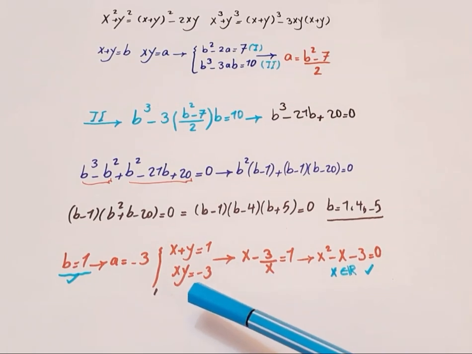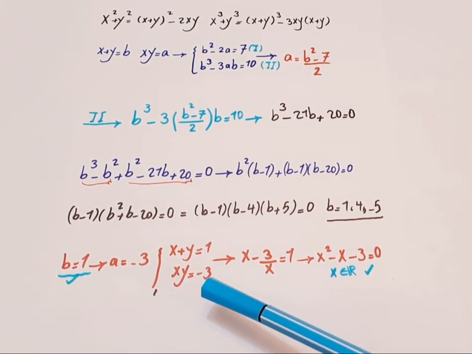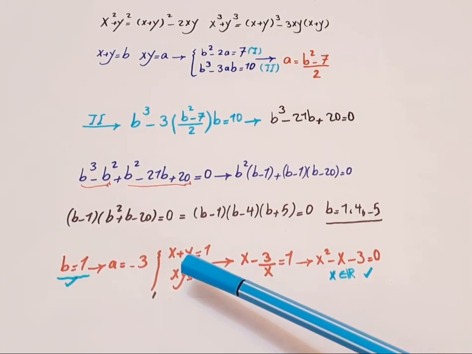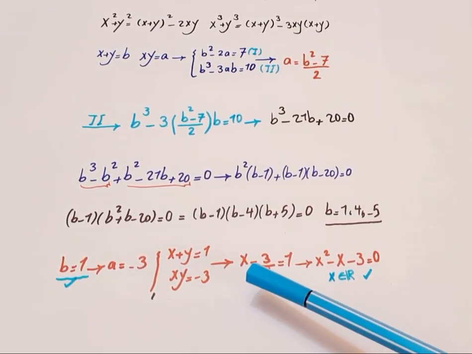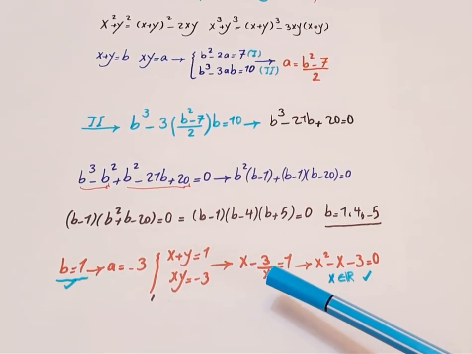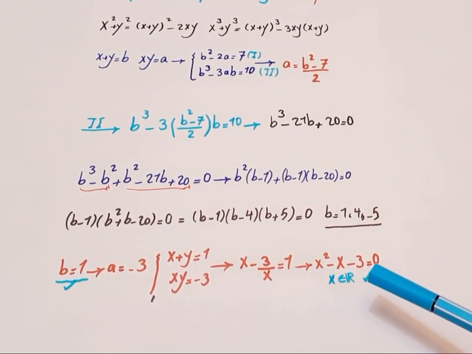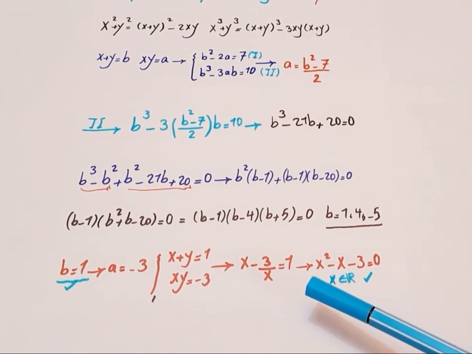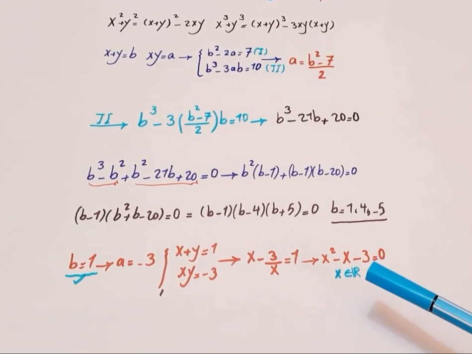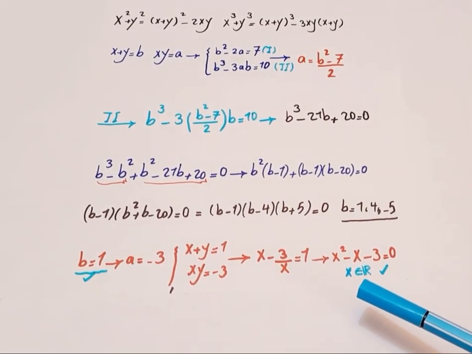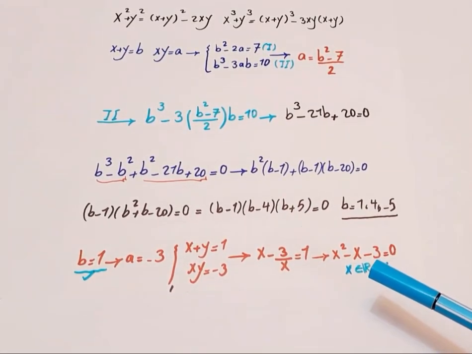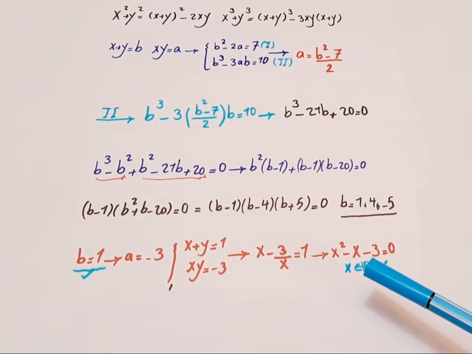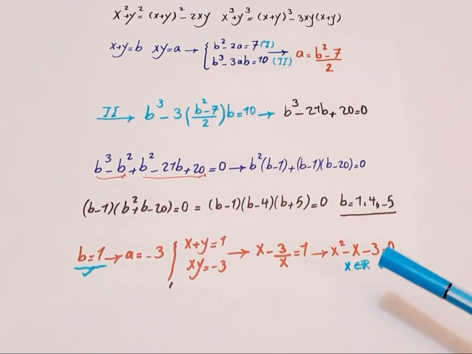And now I can write y as minus 3 over x, and I put minus 3 over x instead of y in the first equation and write x plus (minus 3 over x) is equal 1. And the final equation will be x squared minus x minus 3, that's equal 0. And it means it has a real solution, and x is a real solution, and it means that's one of our answers.